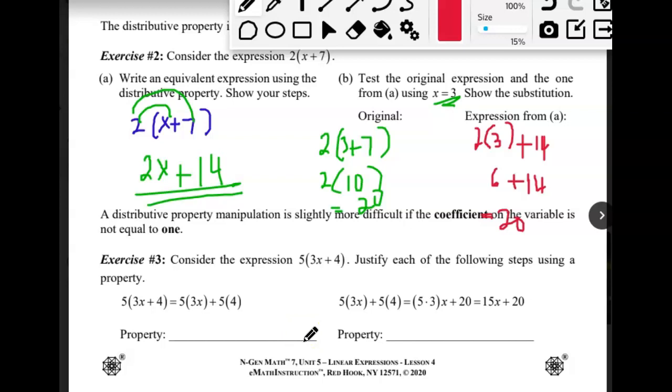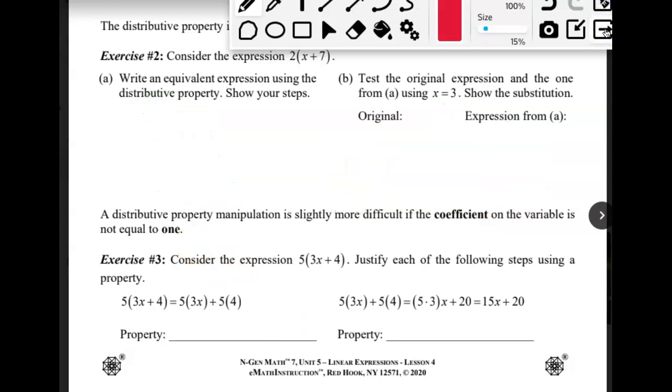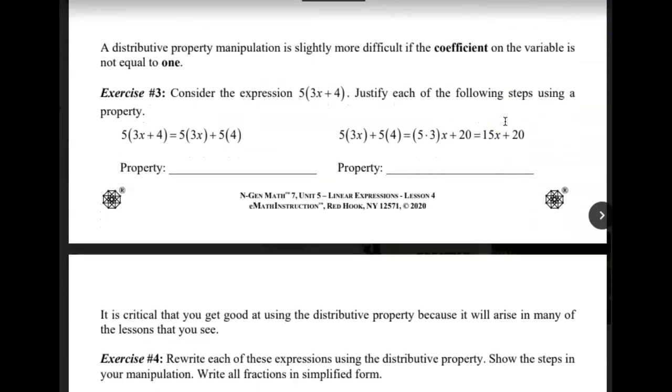All right, so let's look at exercise number 3. Let's move it up. Exercise number 3: consider the expression 5 times 3x plus 4. Justify each of the following steps using the property. So what property is this? What property is being used here?